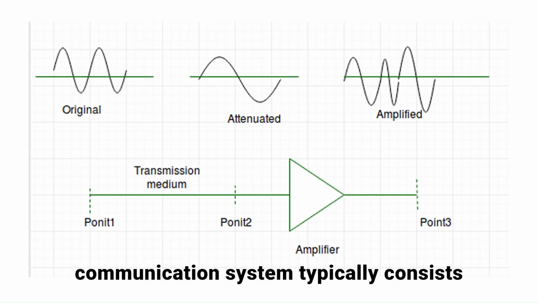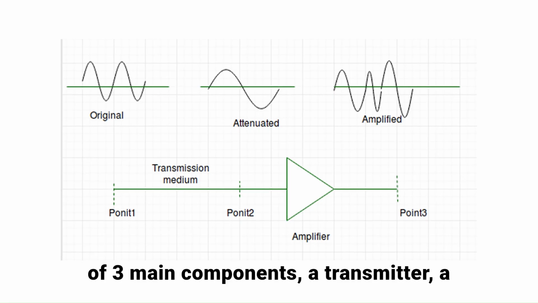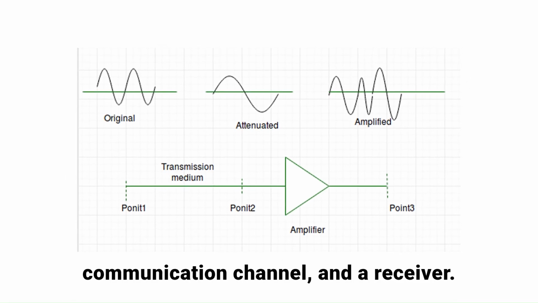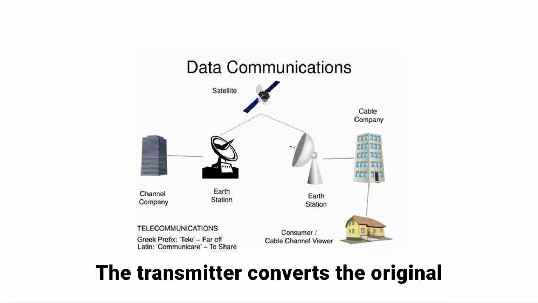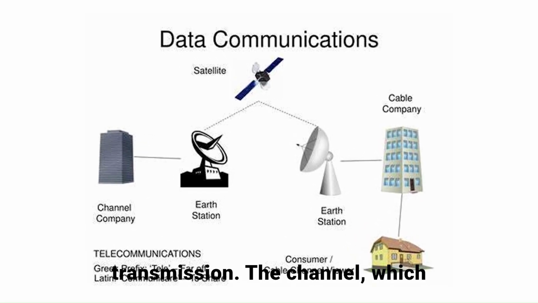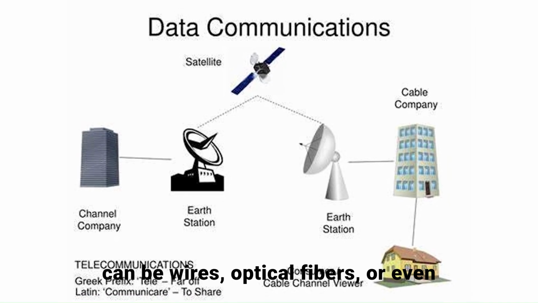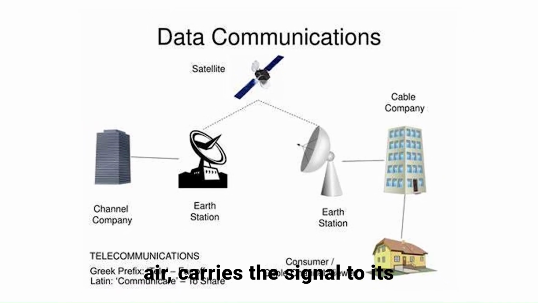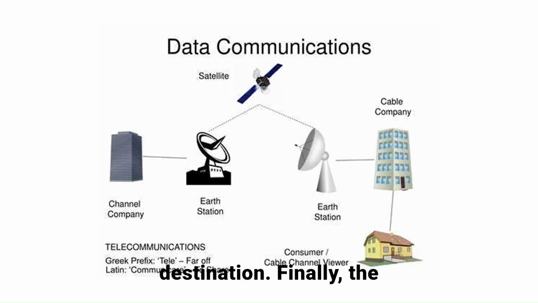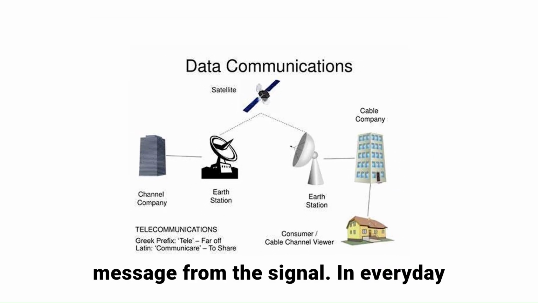A communication system typically consists of three main components: a transmitter, a communication channel, and a receiver. The transmitter converts the original message into a signal suitable for transmission. The channel, which can be wires, optical fibers, or even air, carries the signal to its destination. Finally, the receiver extracts and reconstructs the message from the signal.